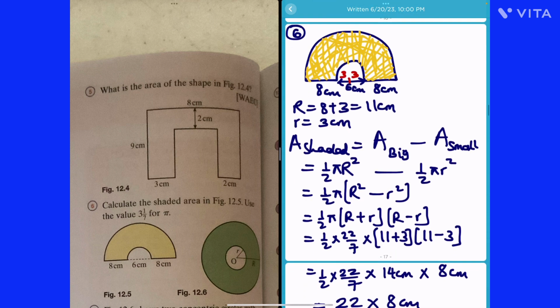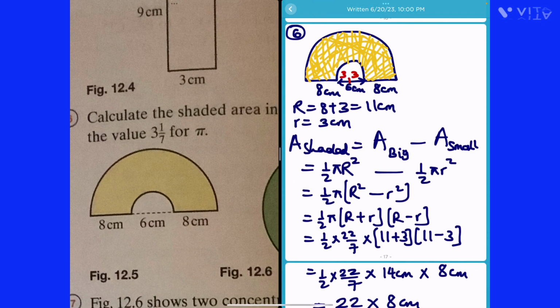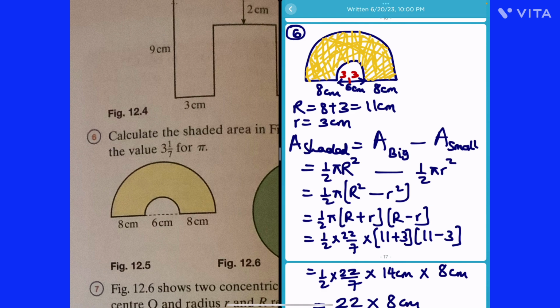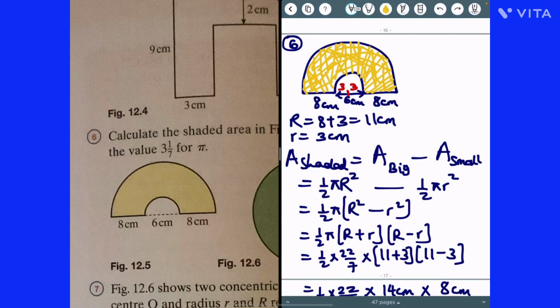Question 6 is straightforward, simple. It's a small semicircle cut out of a big semicircle. So all we need to do is find the area of the big semicircle, find the area of the small semicircle, and subtract that of the small one from that of the big one. Very simple. So the shaded area will be area of big semicircle minus area of small semicircle.